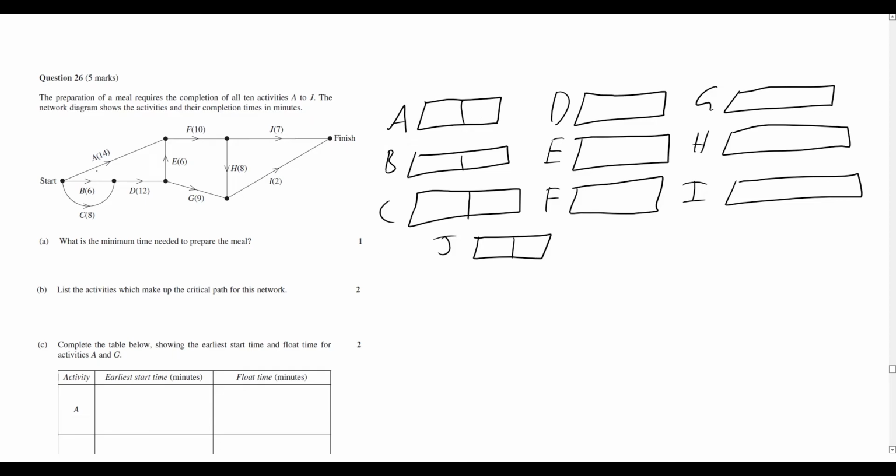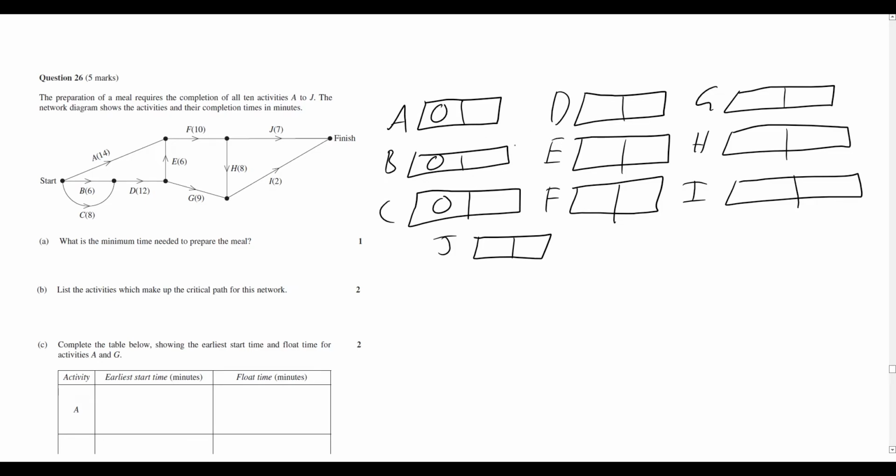Okay, so let's start off. For A, what would the earliest start time of that be? Well, that would clearly just be 0. For B and for C as well, we'll have the earliest start time as 0. So pretty easy so far. So that's A, B, and C all sorted.